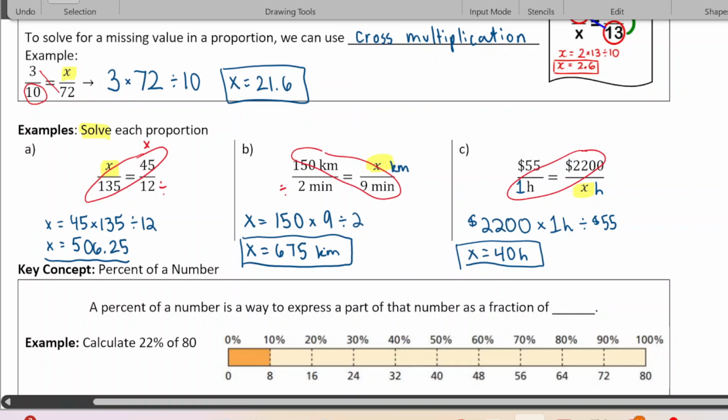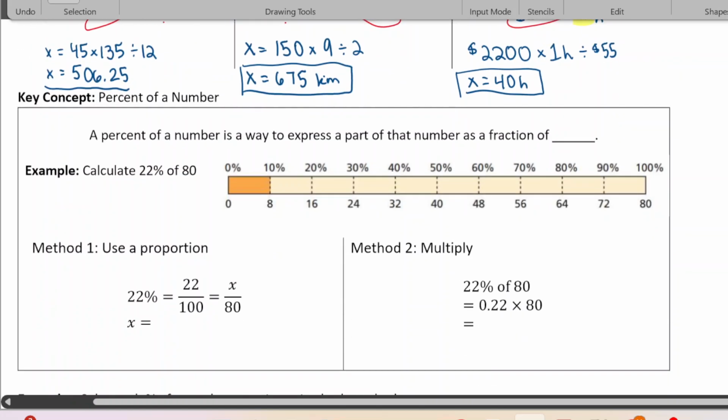Okay, let's talk about percent of a number now. Percent of a number is just a way to say a part of a number.